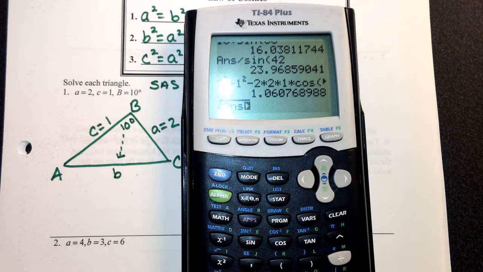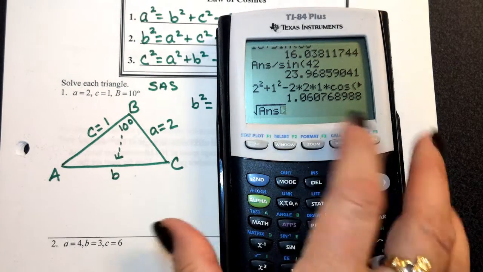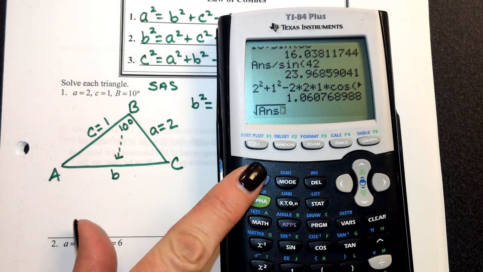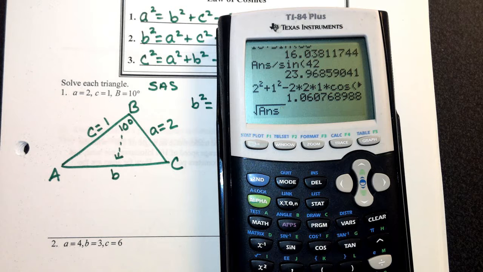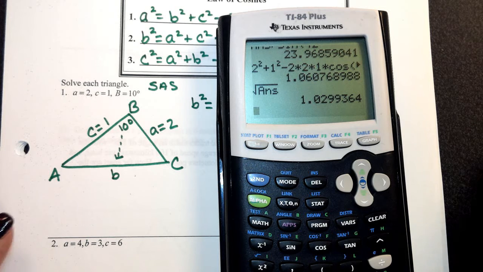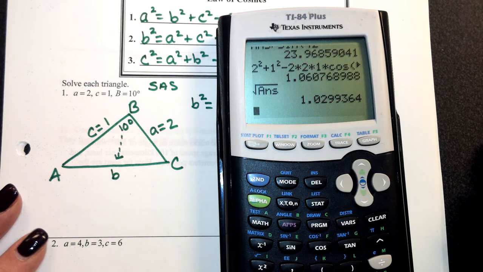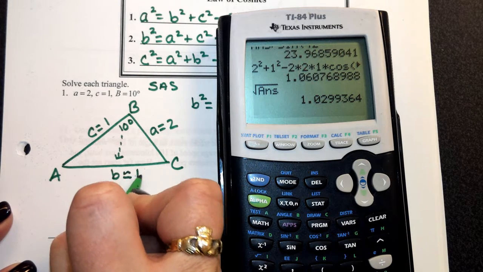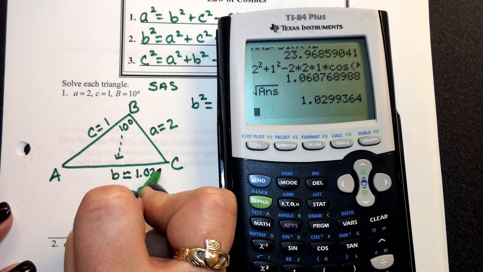The calculator is going to take that previous answer that was calculated and take the square root with all those decimal places. So you do second negative, you'll see that ANS. So hit your square root, and I'm going to hit the second negative sign. Okay. So there's my side B. So side B is approximately equal to 1.0299.